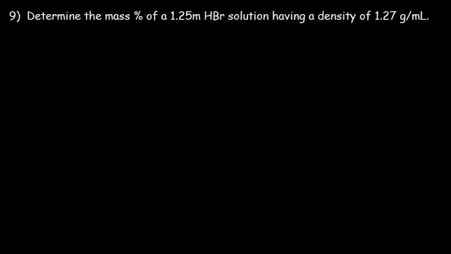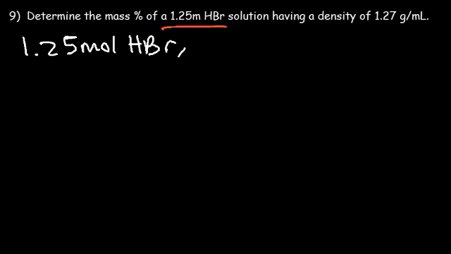Number 9. Determine the mass percent of a 1.25 molal HBr solution having a density of 1.27 grams per milliliter. So the molality is 1.25. That means that for every 1.25 moles of HBr, there is 1 kilogram of water, or 1,000 grams of solvent.